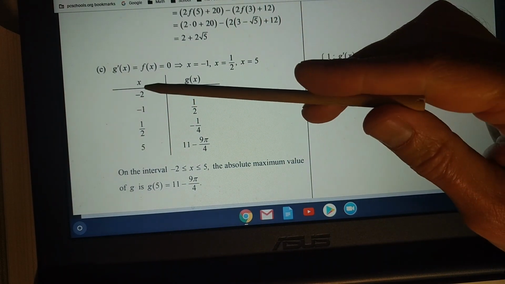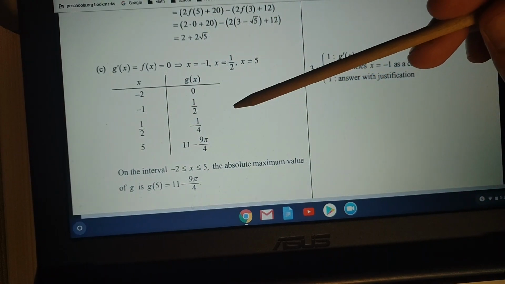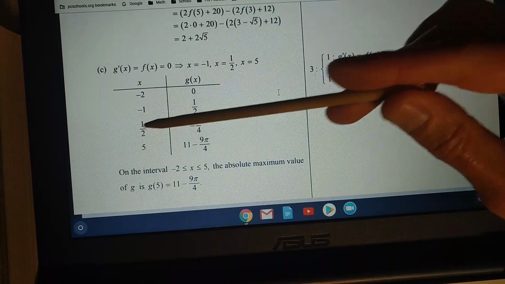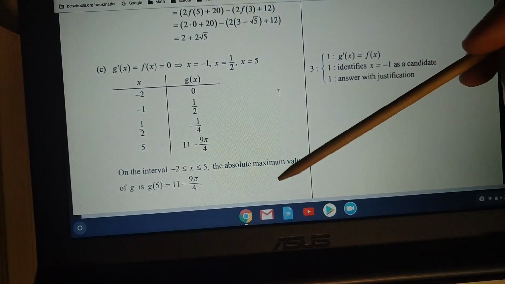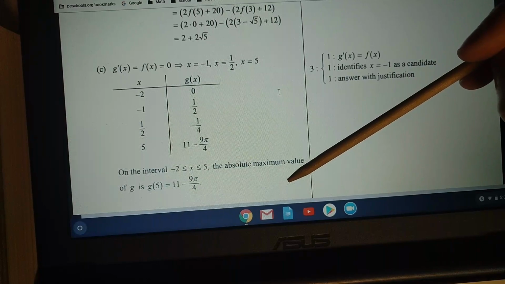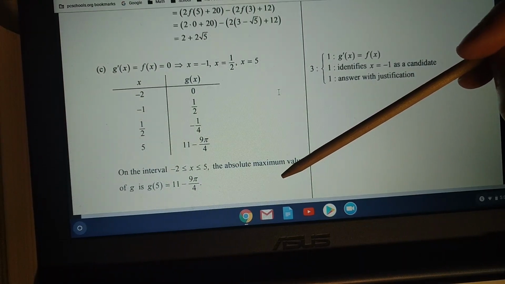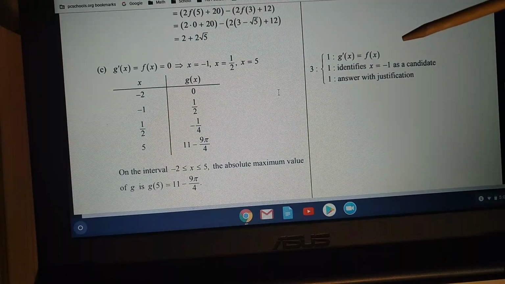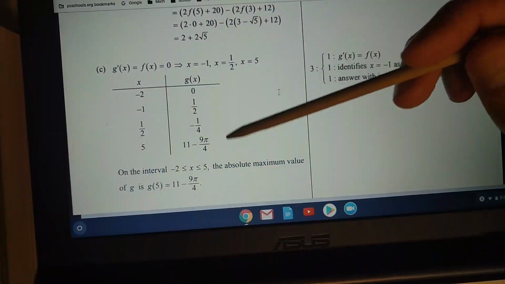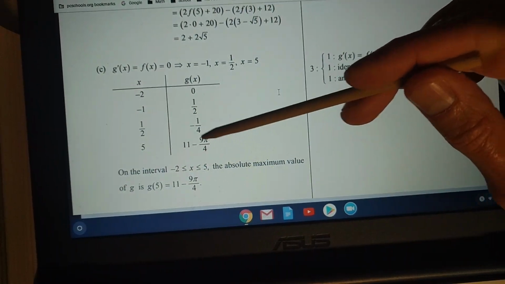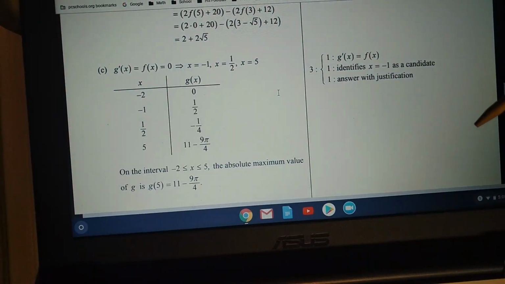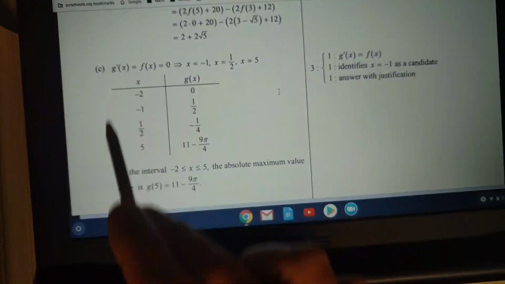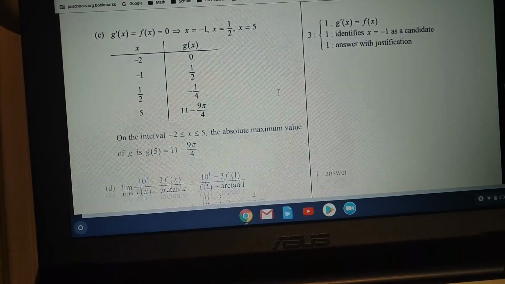And then, this is an example of the candidates test: checking endpoints, finding values at endpoints, checking critical points, finding values at critical points. You're looking for the absolute max. And what you can see pretty clearly here when you take a look at this is that your absolute maximum is going to be this value here, which is clearly bigger than 1/2. So it's going to be that value there. Your justification is your chart, that you checked all the candidates.